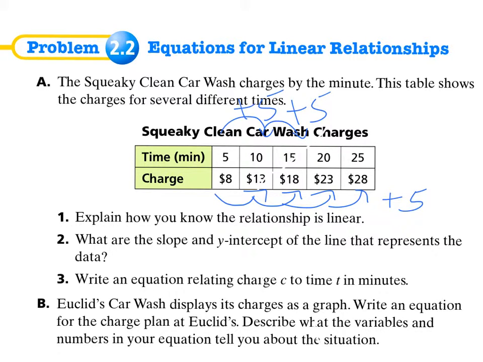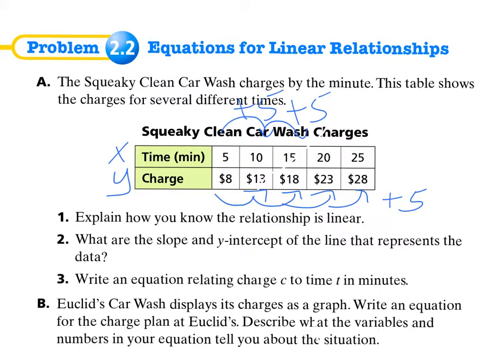That helps us answer the first question, how you know this relationship is linear. We know it's linear by whether it has a constant rate of change or not. And this one does have a constant rate of change. Every time the x value, or the time, increases by 5, the y value also increases by $5. Now we could also graph this and look at it. We'll know it's linear if the graph of this equation makes a straight line. Students are able to explain that in either way on this problem.